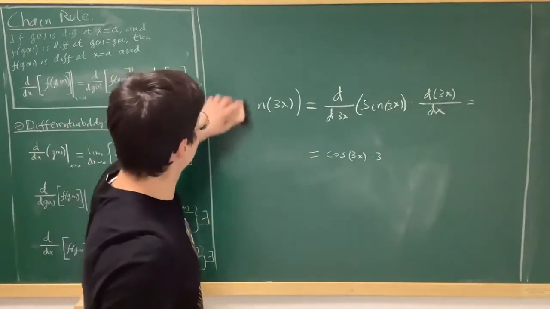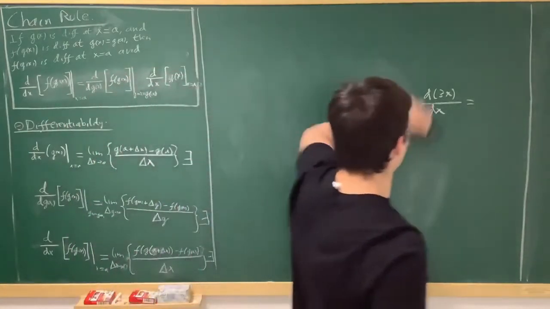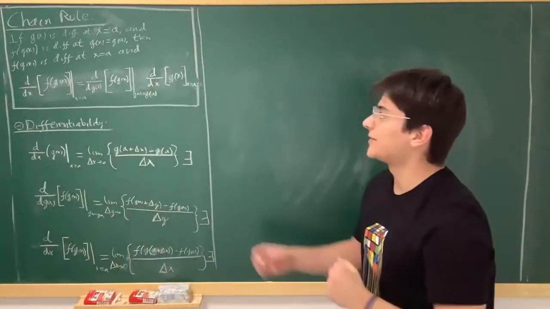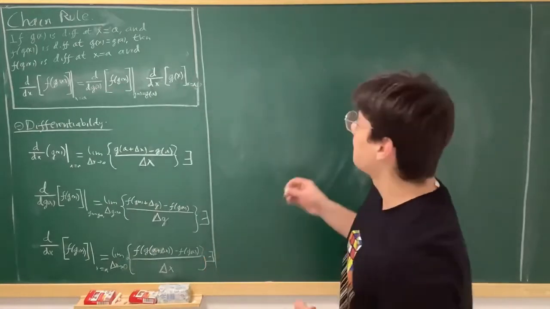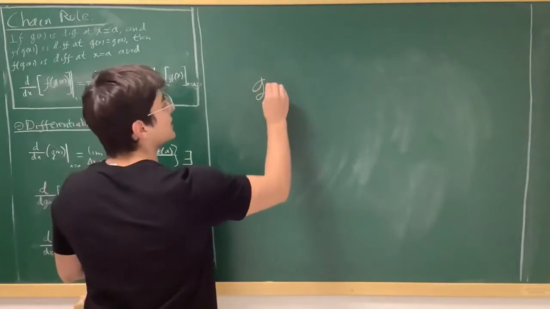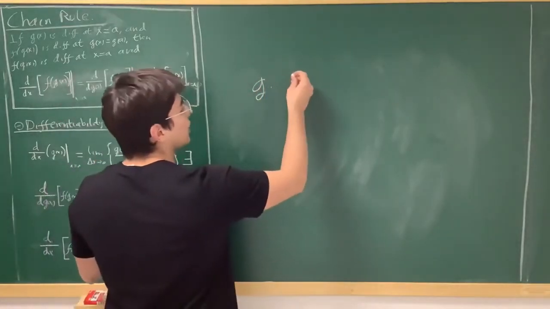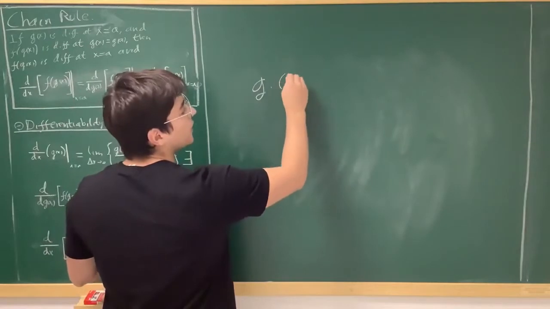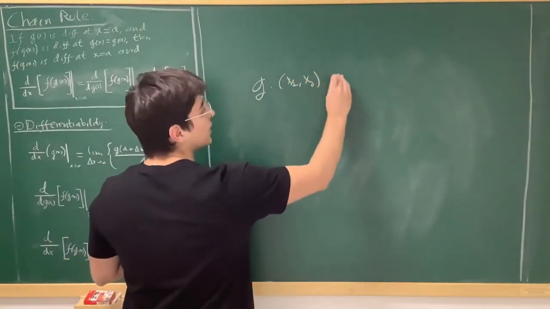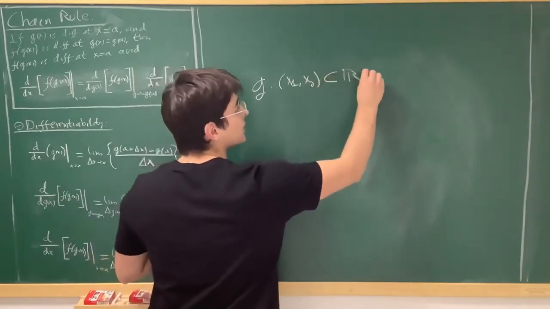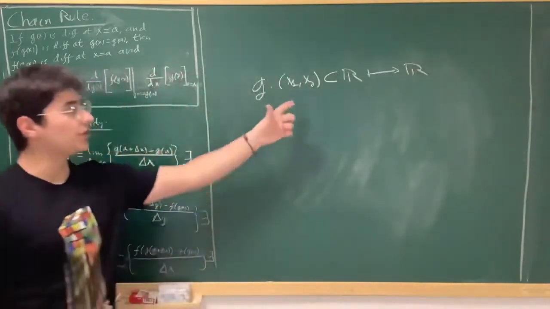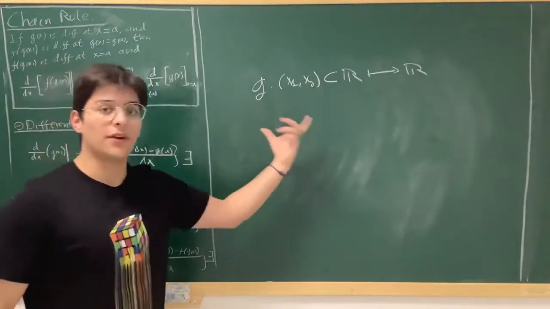That was just a quick example to see what we're dealing with, but let's get on with what the theorem says. It says that if g of x is differentiable at x equals a, where g of x is a real function that takes me from an interval, let's say (x1, x2), which is contained in the reals, to a real number. So this is a real function of a real variable.